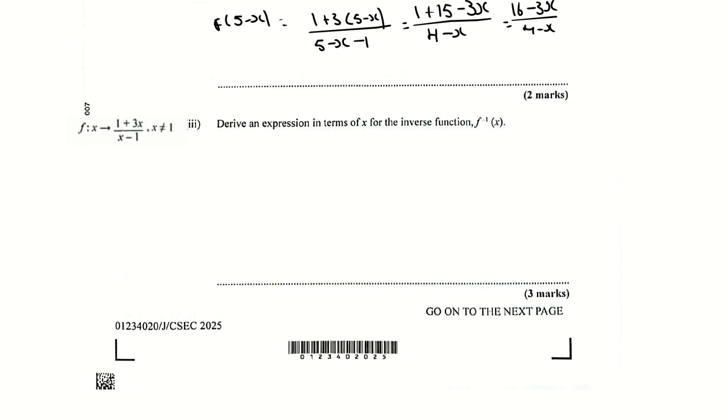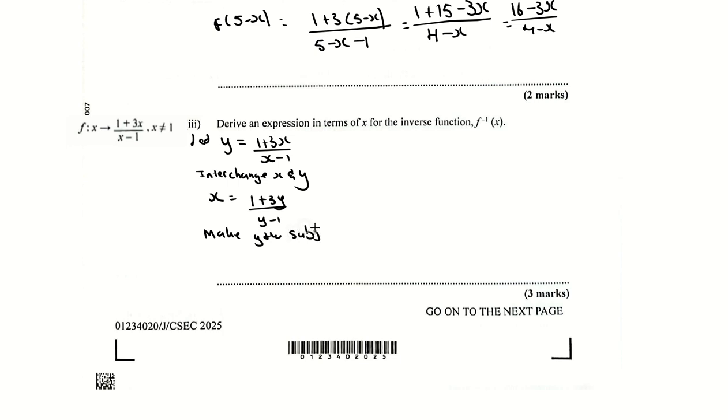Okay, so let's go. Whenever we have to find an inverse, it's a 3-step process. First step is to let y be equal to the function. So you're going to let y be equal to 1 plus 3x over x minus 1. Step 2 is to interchange x and y, meaning wherever you see x, you put y, so it'll be x is equal to 1 plus 3y over y minus 1. Next step is to make y the subject.